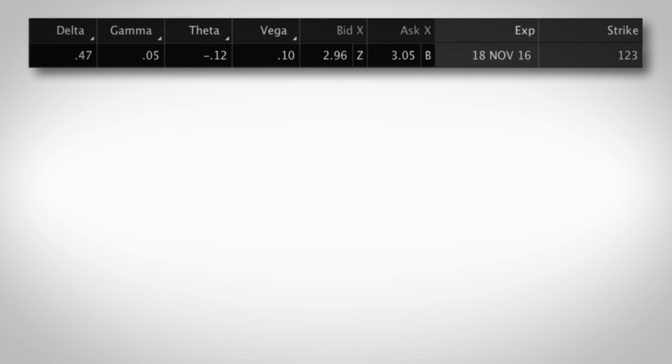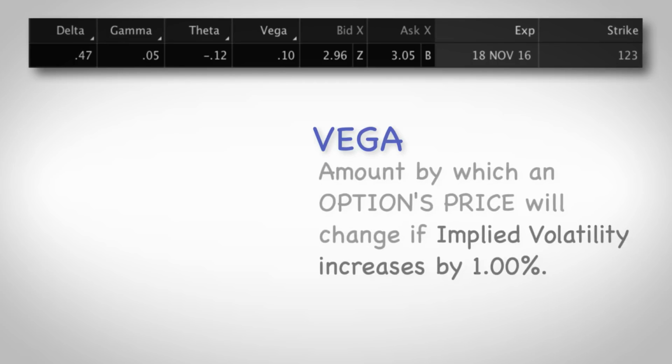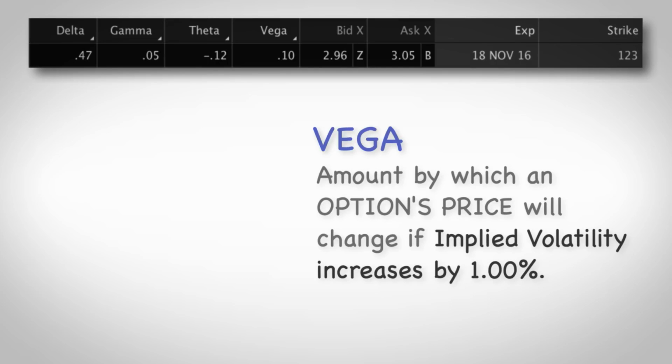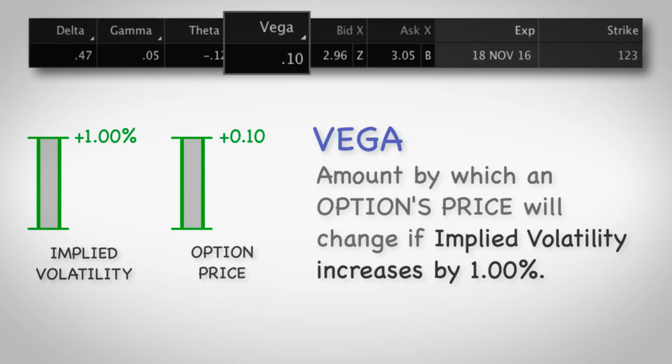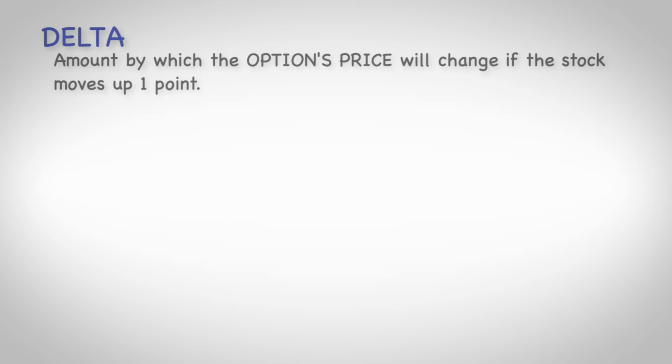Now, there's one more option Greek, and it's called vega. Vega estimates how much an option's price will change if the underlying stock's implied volatility changes. To be specific, an option's price will change by the amount of vega if implied volatility goes up by 1%. So looking at this option, you can see that its vega is 10 cents. This simply means that if the underlying stock's implied volatility goes up by 1%, then the option's price will increase by 10 cents.